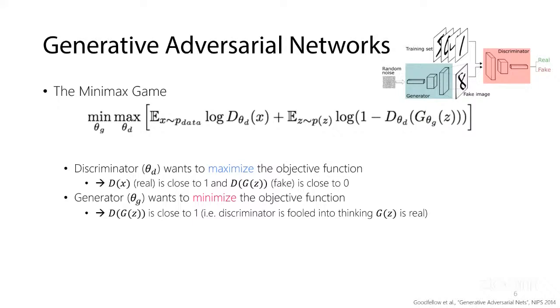And then the generator, theta g, is trying to minimize the same objective. Now the objective has two terms. The first term, we have the expected log of D theta d of x, where x comes from the real data distribution. So p data is the distribution of the real images. From a real image data set, you sample an image x, is basically what this represents. And the capital D is the discriminator.